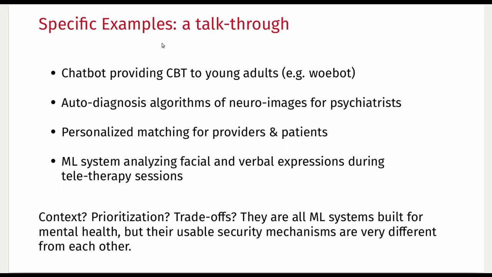I will walk you through some examples to showcase that these 4 pillars are probably just a scratch in the surface of the issue of usable security for machine learning systems in mental health, and more importantly, how their interactive relationships with each other can play very important roles in not only building, but also evaluating and assessing usable security mechanisms in machine learning systems for mental health.